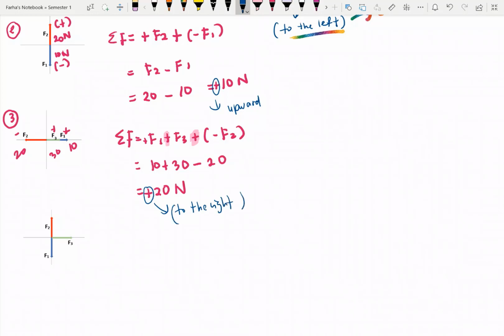Okay. So ini yang dikatakan vector mesti ada magnitude and direction. Okay, that's all for the resultant vector for one dimension.